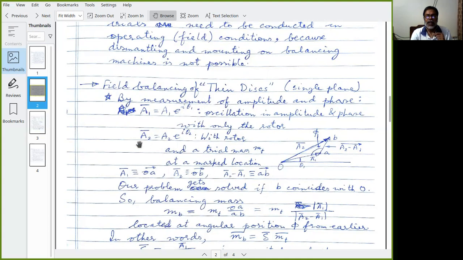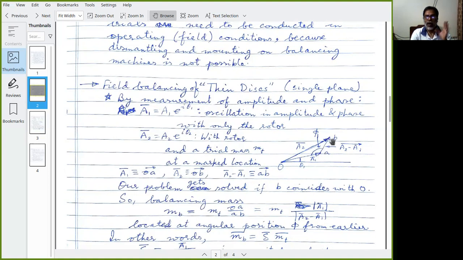And then the A2, with the rotor and a trial mass, you put as another vector at angle theta, whatever. And then by joining the two tips of the two arrowheads, you get the effect of the trial mass only. That is from A to B.